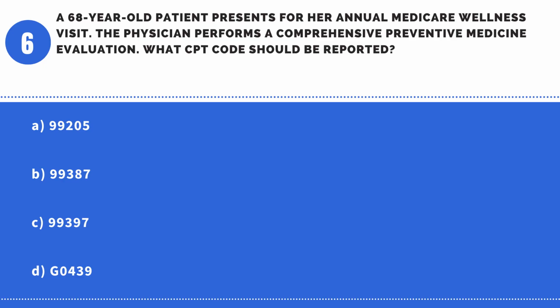Question 6. A 68-year-old patient presents for her annual Medicare wellness visit. The physician performs a comprehensive preventive medicine evaluation. What CPT code should be reported? A. 99205. B. 99387. C. 99397. D. G0439.